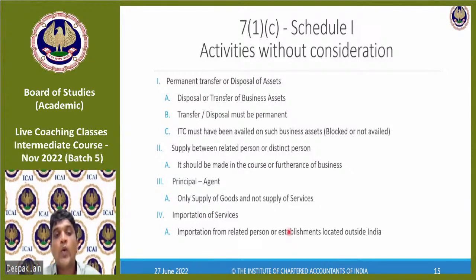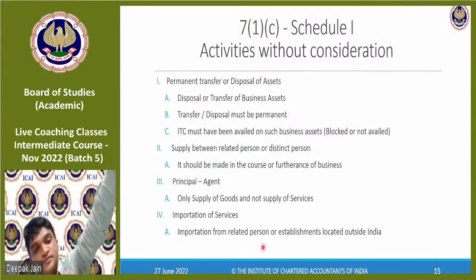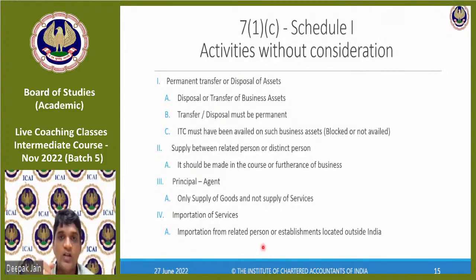without consideration when it is importation from a related person or establishment located outside India, which means if you have a branch outside India, or a related person, meaning you have a holding company outside India and India is a subsidiary, or India is a holding company and outside India you have a subsidiary. If you are doing any importation from them, they are charging you something, or they have some common expenses and they're billing you something, that is liable to GST, even if you don't have consideration for that. Okay, not in other cases.